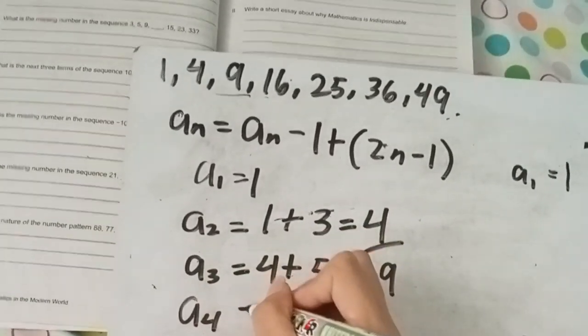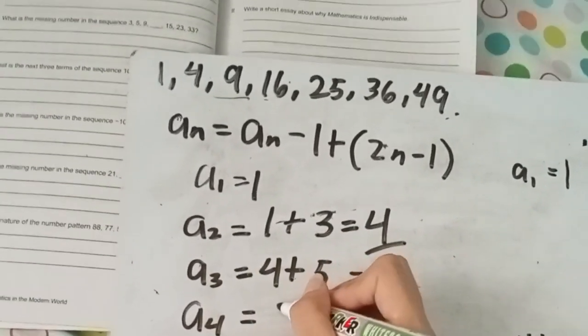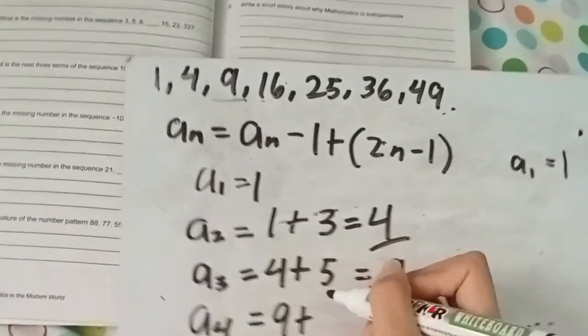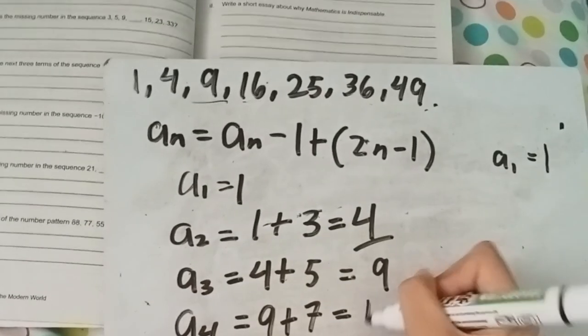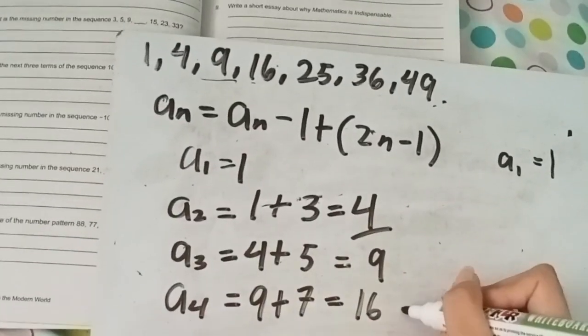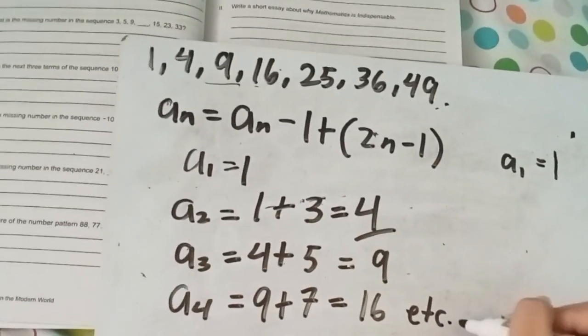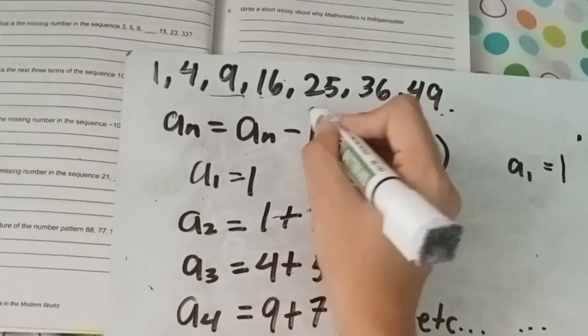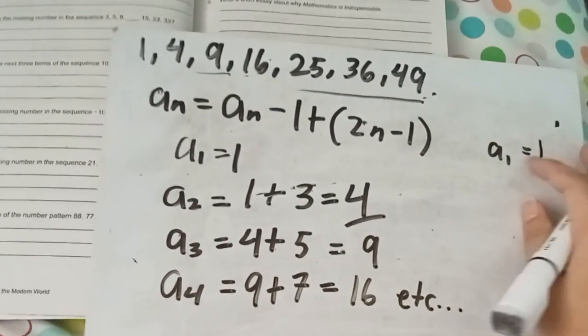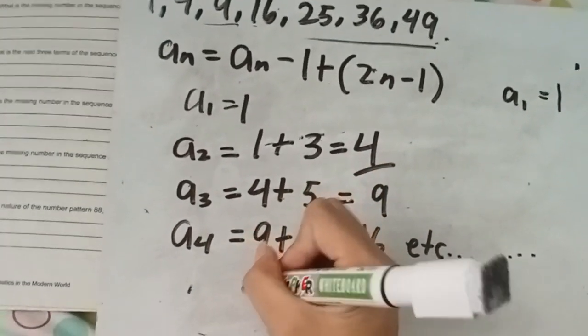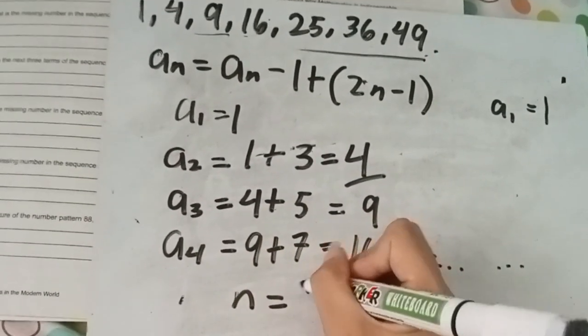Now repeat the procedure to get the fourth term. Fourth term equals 9, the previous number, plus its difference, 7, equals 16. Therefore, the fourth term is 16. The same procedure is applied to the following numbers. To get the difference of each number, just subtract the preceding term from the current term.